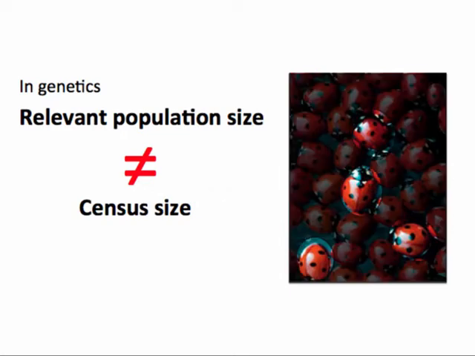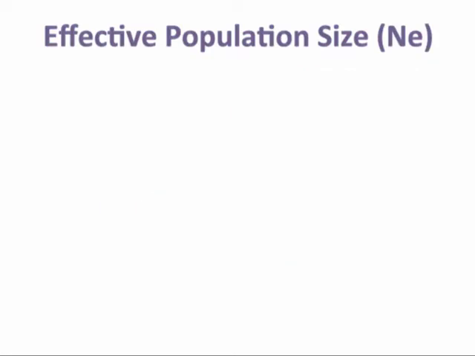So here you can see that maybe only 4 of these ladybugs actually contribute to future generations. And this is called the effective population size. And this is what's really important for all these genetic processes that we're talking about.